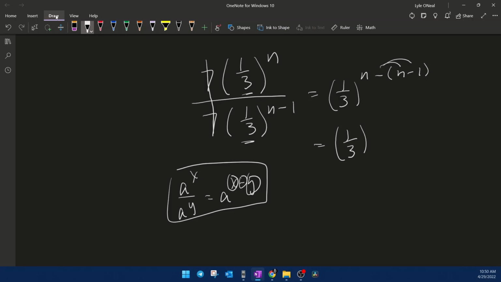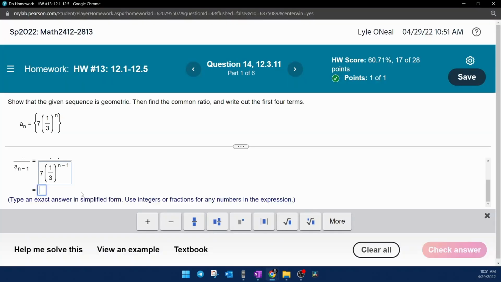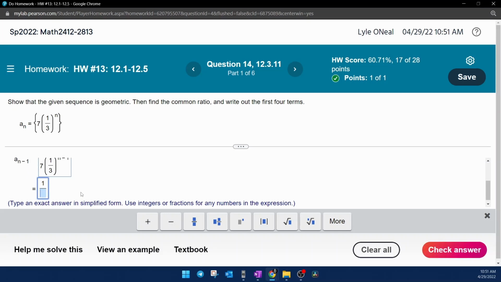Using this property of exponents, we can simplify this to 1/3 to the, and then if the negative distributes, that'll be n minus n, which cancel. Minus a negative makes it a plus 1. Anything to the first power is itself. And then that's going to show that this is geometric because this is a non-zero value. And now back in our MyLab Math, we can finish the first part of the problem. That's simplified to 1 over 3.